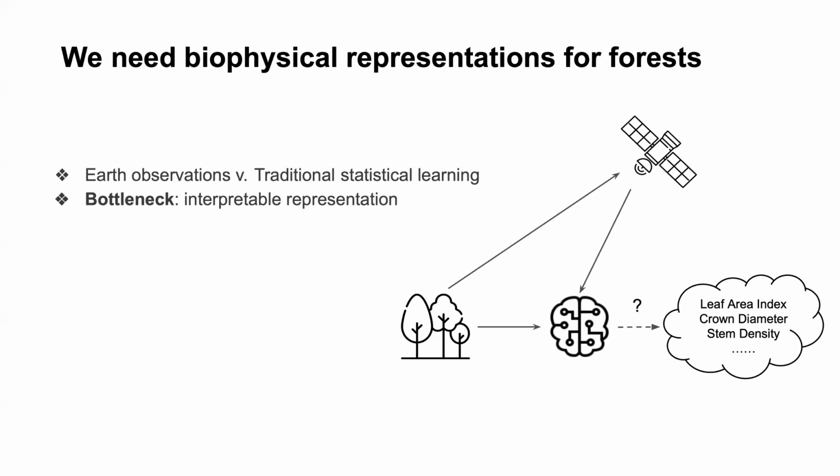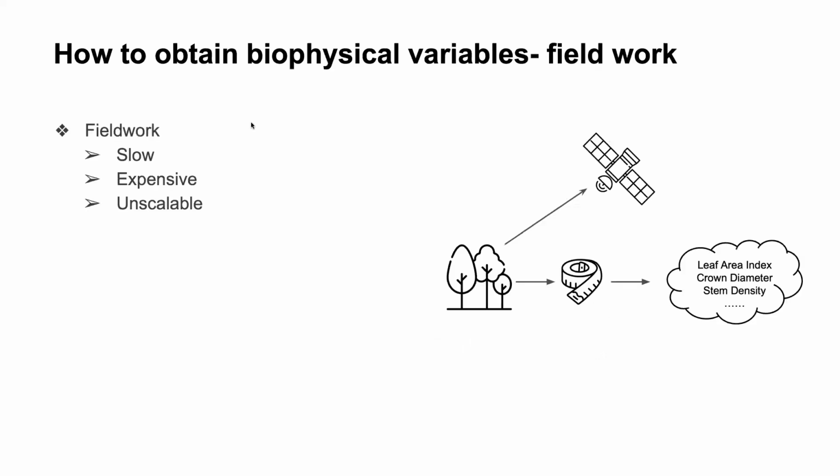So if the traditional statistical learning is not able to do the job, how can we obtain these biophysical variables? Of course, the first idea that comes to mind may be to do fieldwork. You can bring your measurement instruments and go to the field to do the measurement. But it also has some downsides. First, it's slow. Also, human resources nowadays are quite expensive, so it can be very costly. And so the approach is not very scalable.